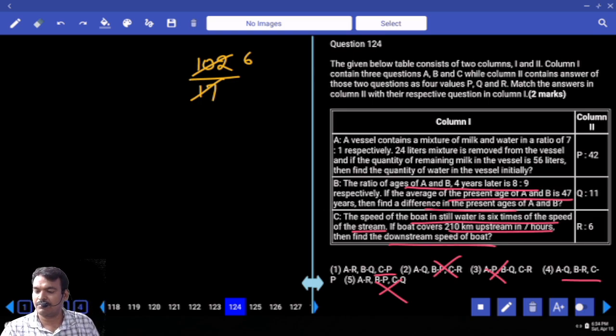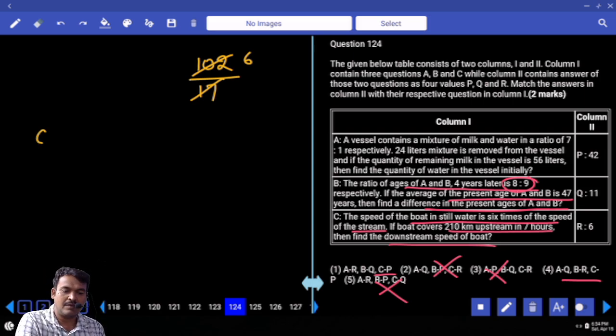What is the question here? Difference between the present ages of A and B. The difference between 2 persons, either past or present or future, is always the same. In future how many parts difference? 1 part. What is the 1 part value? 6 years. Yes or no?